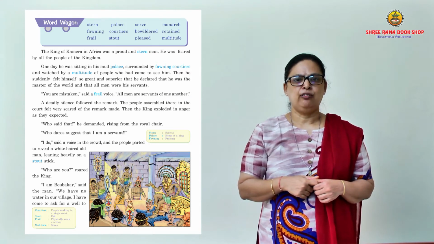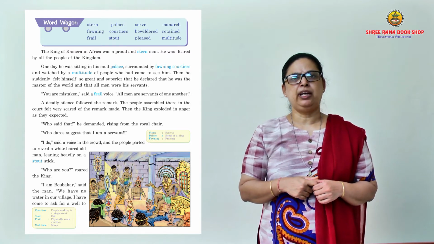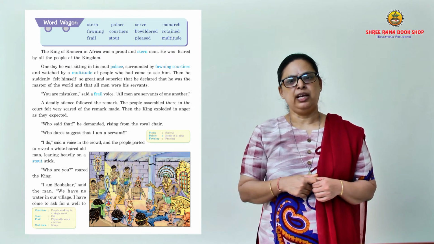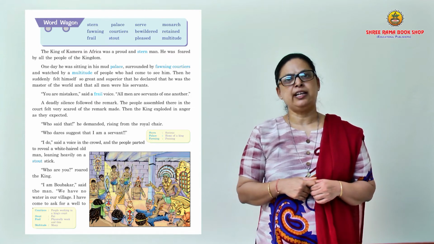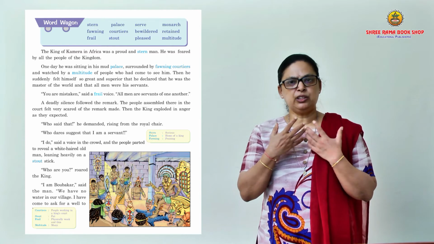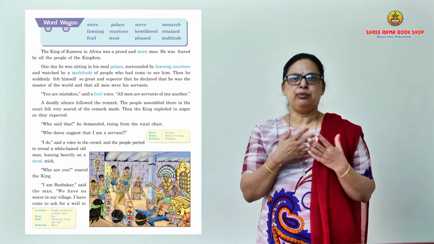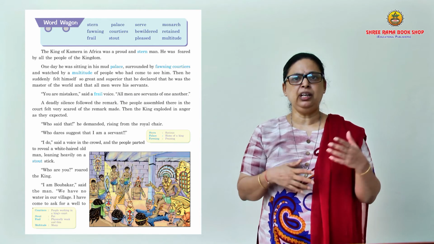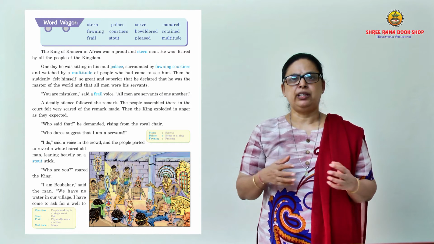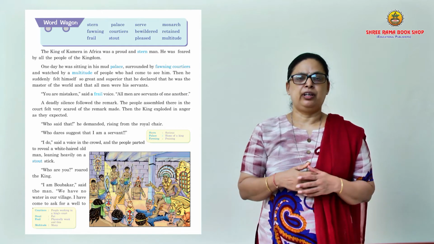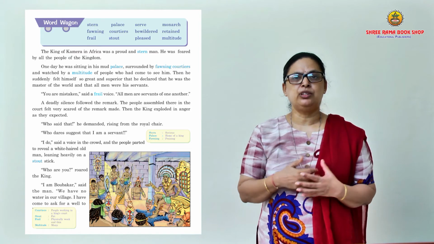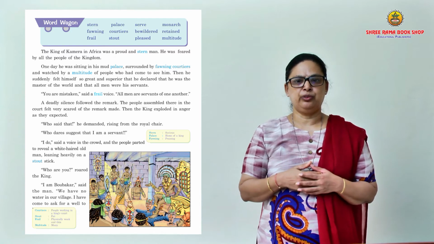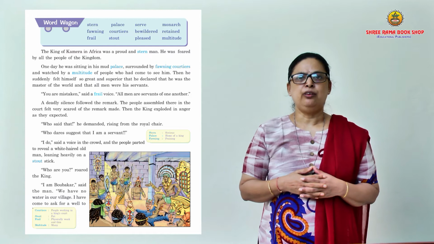A deadly silence followed the remark. The people assembled there in court felt very scared of the remark made. Then the king exploded in anger as they expected. So the moment an old frail, that is an old weak voice, told this, the king became very angry and all the people over there were scared. They were frightened of what the king would say, what is he going to do, is he going to kill them, is he going to hit them. That was what they all expected. And then what did the king say?